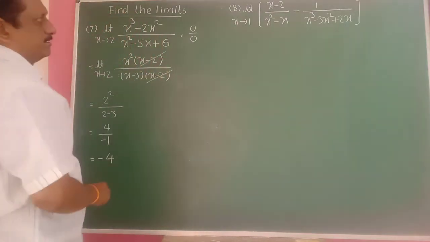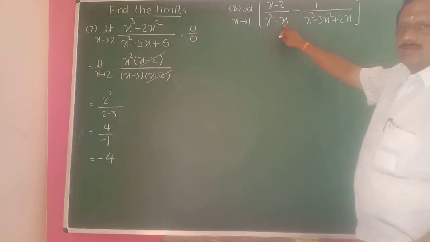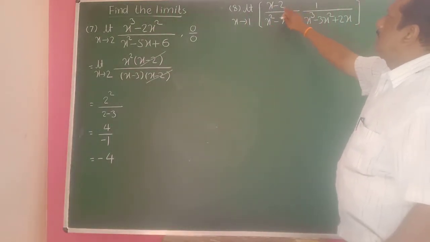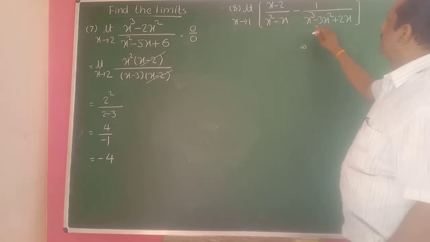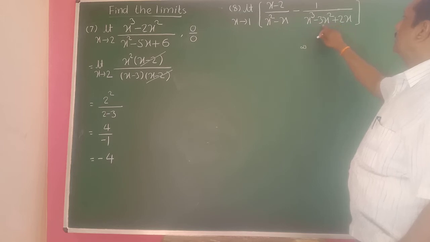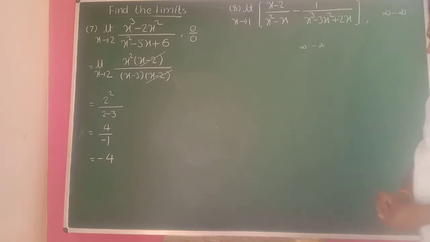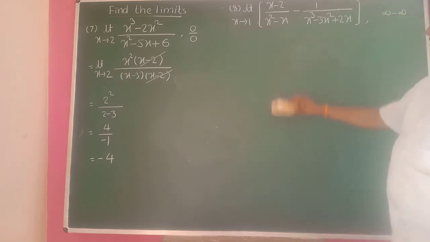in this case, if we put x value 1 here, this denominator becomes 0. So any number by 0 is infinity. And here this is 1 plus 2, 3 minus 3 becomes 0. Again it is infinity here. Therefore, here you will get infinity minus infinity, means indeterminate form. Okay?